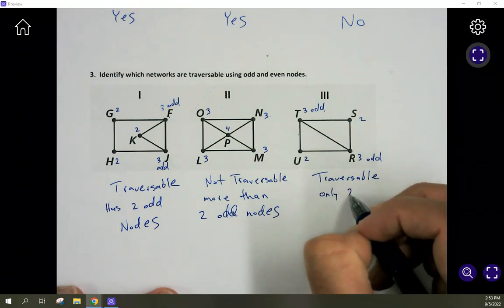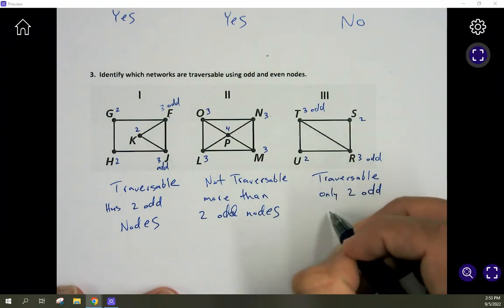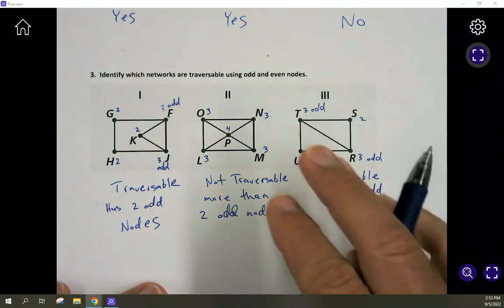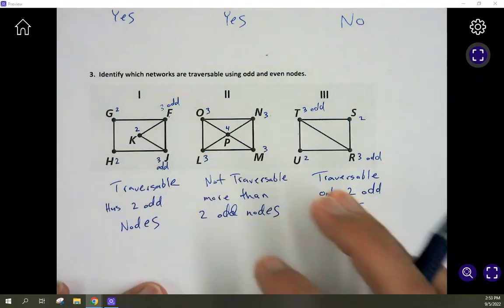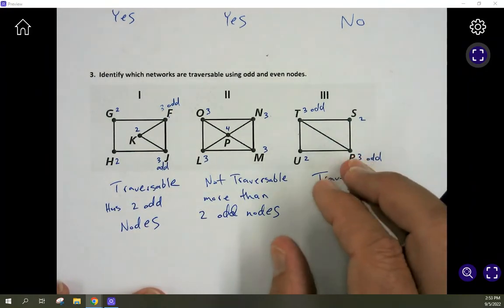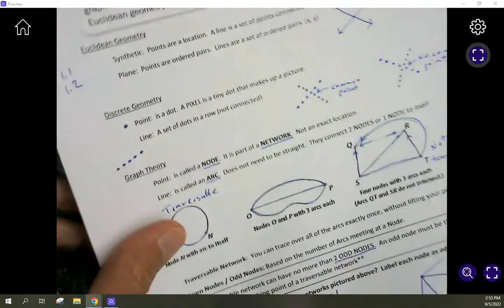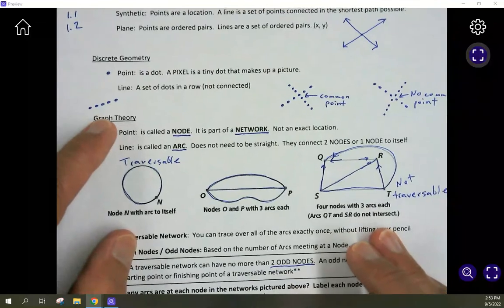It has only 2 odd nodes. So in today's work, you're going to practice creating these and also just looking at ones that are already made, figuring out how many odd nodes there are. Is it traversable? Is it not? Again, this is what graph theory is all about.